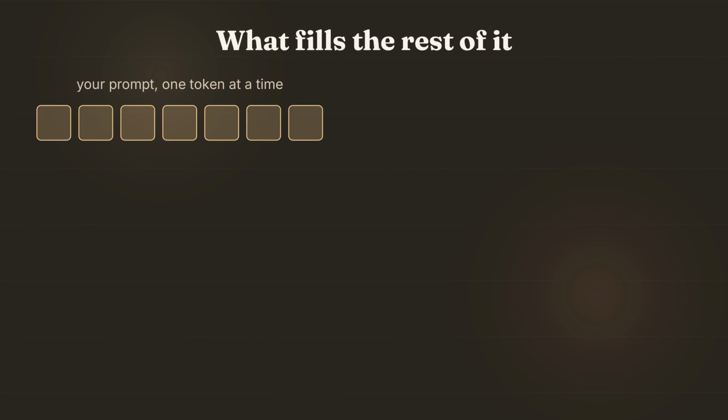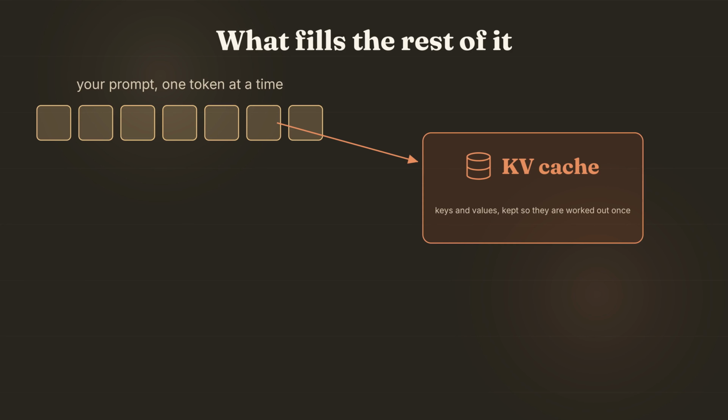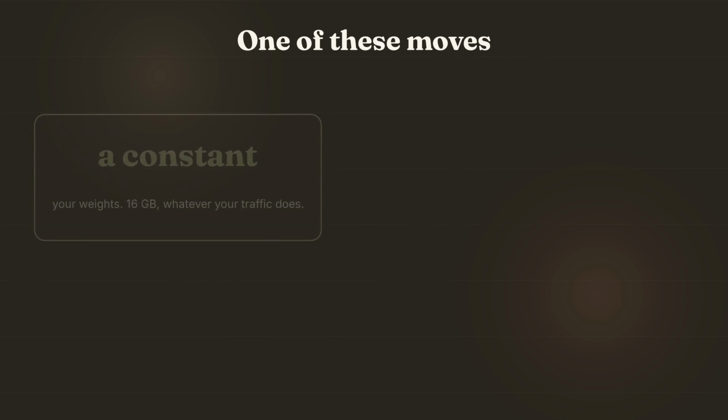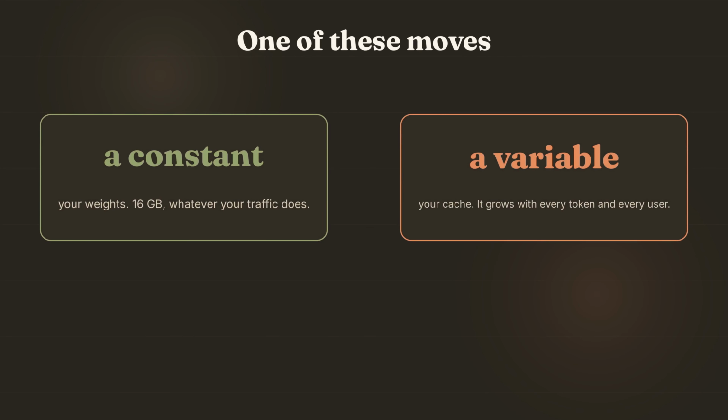Your KV cache. We met it back when we looked at prefill and decode, and one line brings it back. As your model reads your prompt, every layer works out two things for every token, called keys and values, and it stores them so it never has to work them out again. And does that store sit still the way your weights do? It doesn't. It grows with how long the conversation runs, and it grows with how many people are talking to you at once. So your weights are a constant, and your cache is a variable. And today we put a real size on the variable.